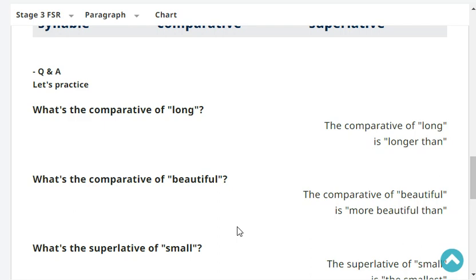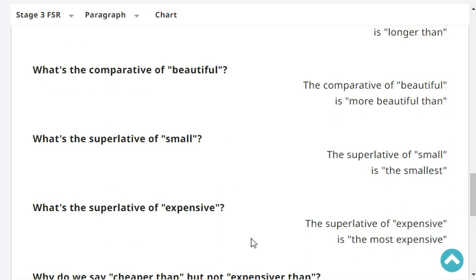The comparative of long is longer than. Longer than. What's the comparative of beautiful? The comparative of beautiful is more beautiful than. Or more beautiful than. Very good.